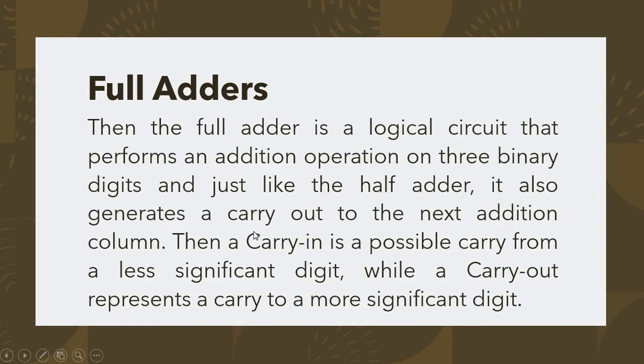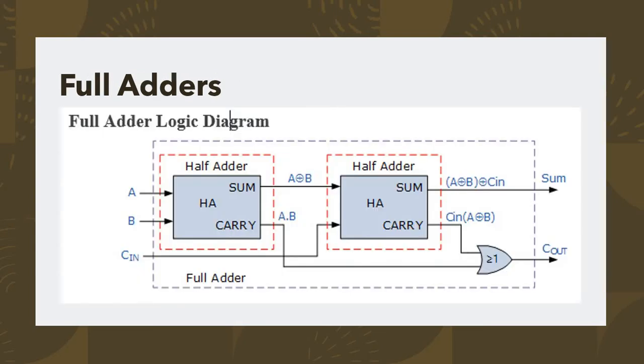The full adder is the logical circuit that performs addition operation on 3 binary digits. You have the A and the B, and of course you have the C-in. It also generates a carry out to the next addition column. So the carry in is the possible carry from the less significant digit, while the carry out represents the carry to the more significant digit. Okay, so this is now the block diagram of the full adder.